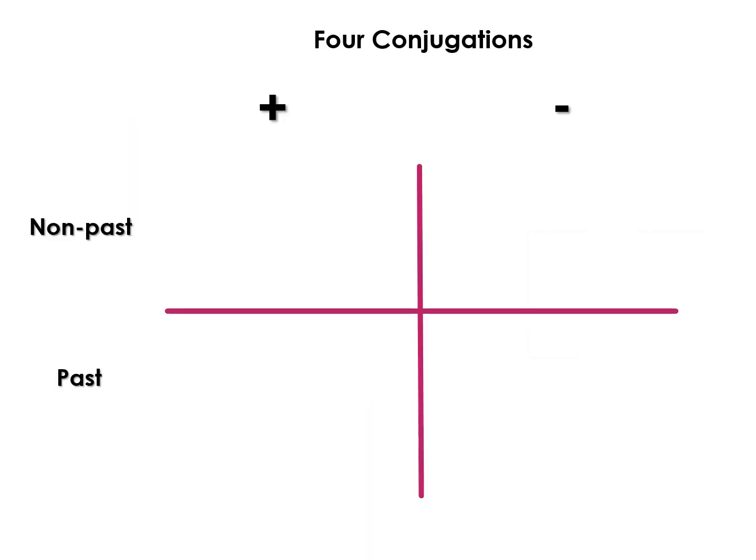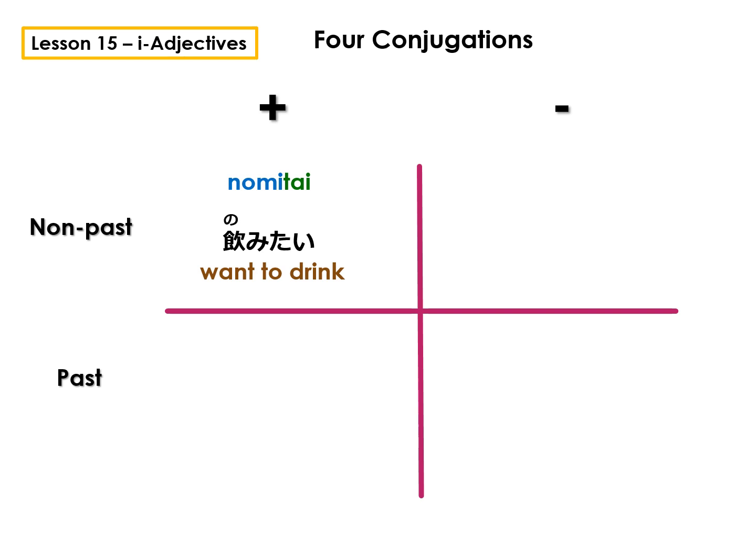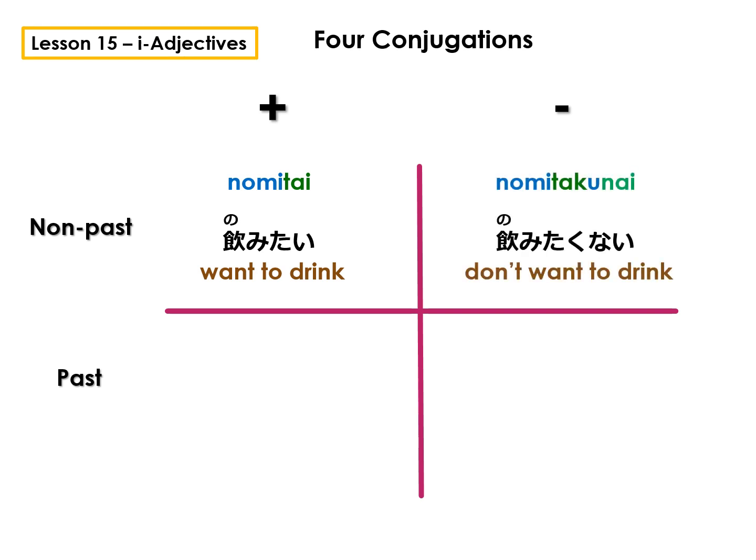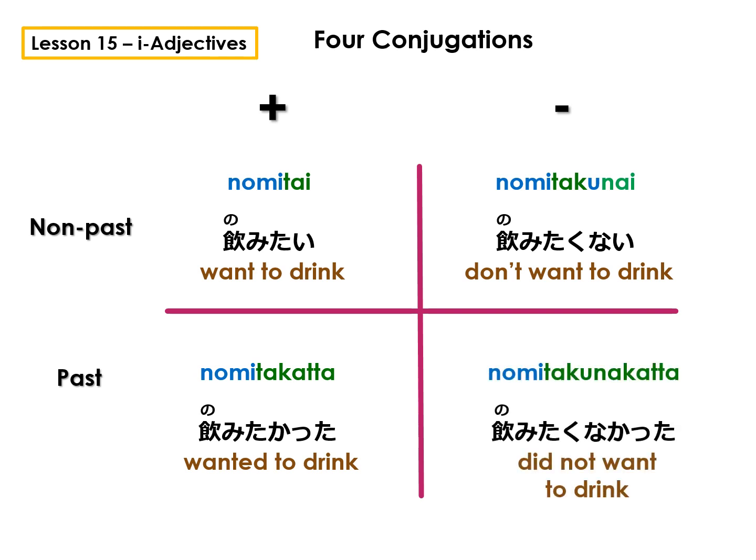We mentioned that adding the suffix tai turns verbs into i-adjectives. This also means we can conjugate tai not only into the negative takunai, but also into their past tenses. We studied i-adjectives earlier in Lesson 15. Now doing this for nomu, we have nomitai, which means want to drink. Negative, nomitakunai, don't want to drink. Past tense of nomitai is nomitakatta, which means wanted to drink. And past tense of nomitakunai is nomitaku nakatta, which means did not want to drink. As usual, same as in verbs, the nai turns to nakatta when forming the past tense.